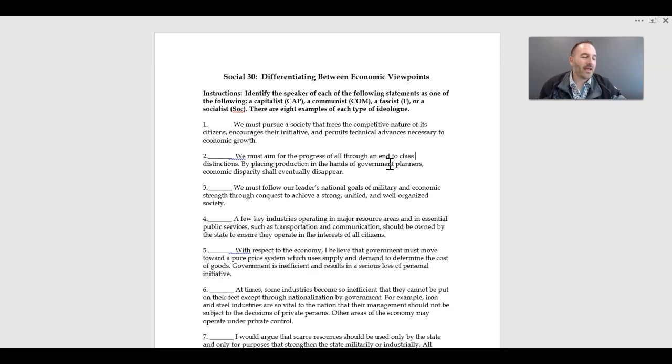All right, with that being said, let's have a look at the first statement here. Okay, so number 1 says, we must pursue a society that frees the competitive nature. I'm going to highlight that because that's important. And of its citizens encourages their initiative, right? Encourages their initiative and permits technical advances necessary to economic growth. So the goal of this particular society, in this economic system, is to see the economy grow. So we have competition.